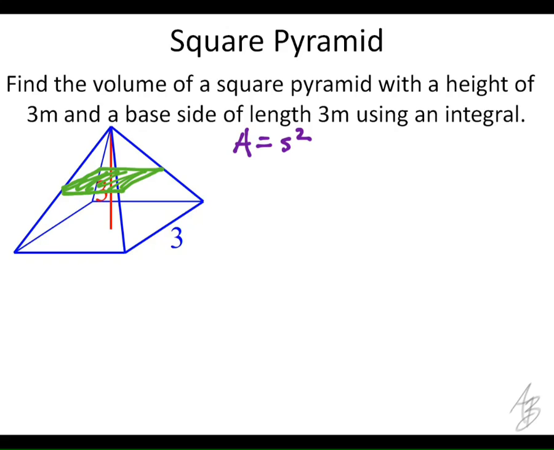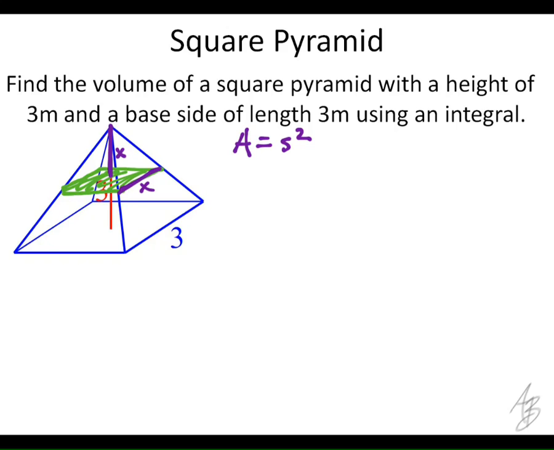Now, the trick here is going to be to figure out what that side length is. So I'm going to introduce a new variable here. We'll call it x. And x is going to be this length right here, from the top of the pyramid to the square. And I'm just going to tell you this for the sake of time. If x is the distance from the top of this square pyramid to there, using similar triangles, I could show that this side length right here is also going to be x.